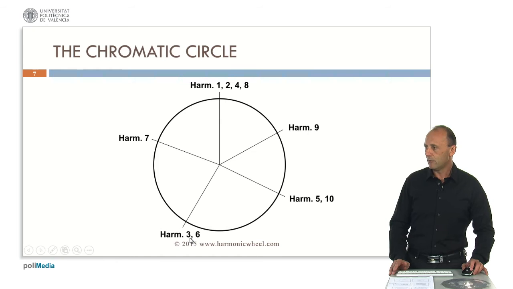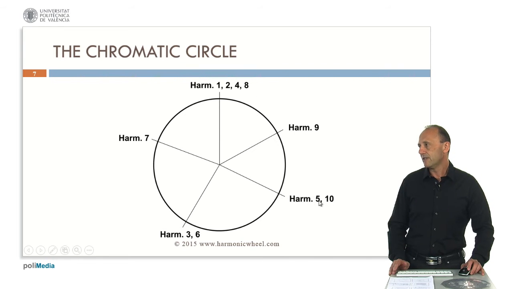We can see that harmonics 3 and 6 are at the same place because 6 is double 3, or here we can see that harmonics 5 and 10 are at the same place because 10 is double 5. To know the exact position for these harmonics, we need a mathematical formula.